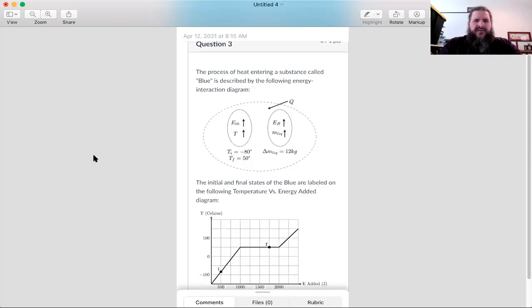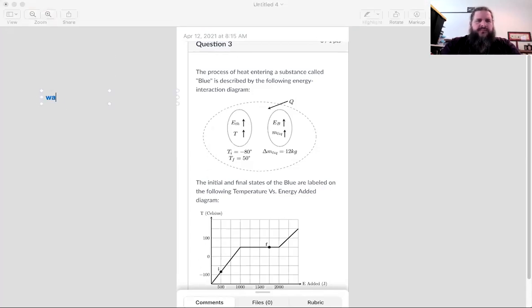So we've got a process of heat entering a substance called blue. We know the energy interaction diagram. We have the initial and final states. And I think we wanted to find the mass of this substance. Was that right? So that's what we're trying to find.